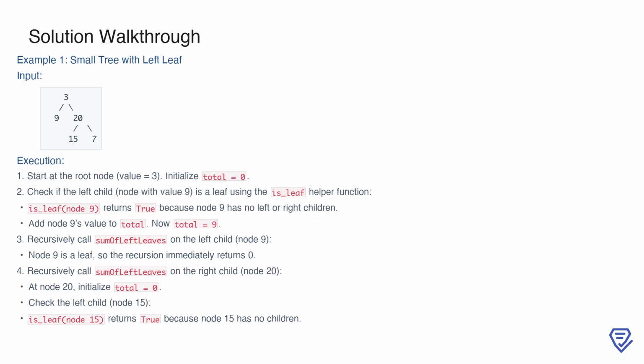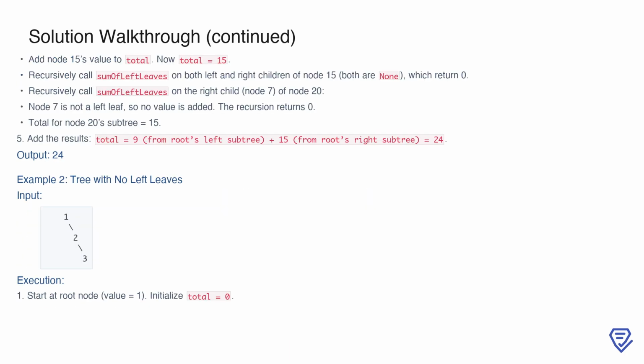Moving to the right child, which is the node with a value of 20, we initialize another total variable to 0. We then check its left child, the node with a value of 15. Again, the is_leaf function confirms that node 15 is a leaf because it has no children. Since node 15 is a left leaf, we add its value to total, updating it to 15. Next, we recursively call sum of left leaves on both the left and right children of node 15, but since they are none, both calls return 0.